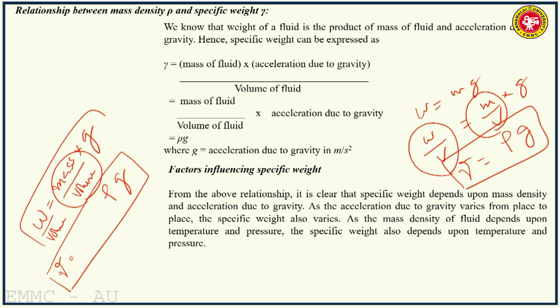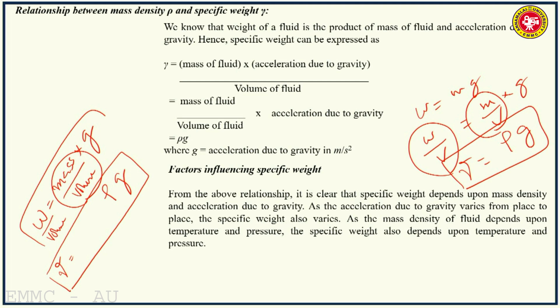The temperature has an influence on mass density. The pressure has an influence on the mass density. With increase in temperature and pressure, the mass density of a gas increases. With increase in temperature, the mass density of a liquid decreases because of increased molecular mobility. Now the specific weight depends on the mass density as well as acceleration due to gravity.